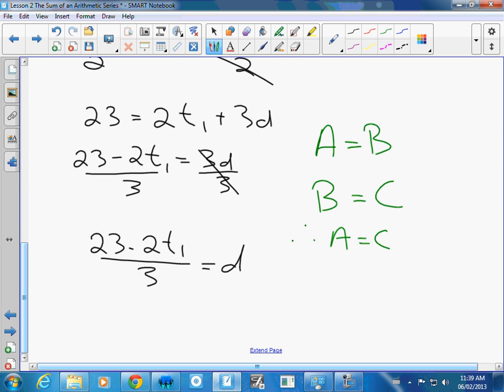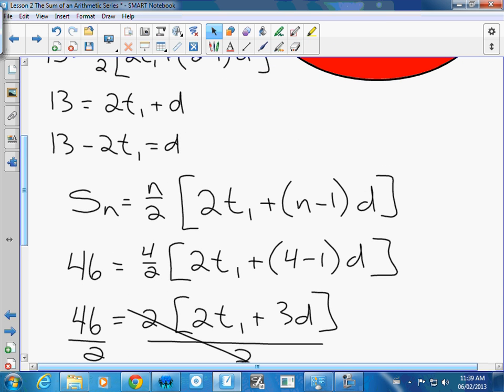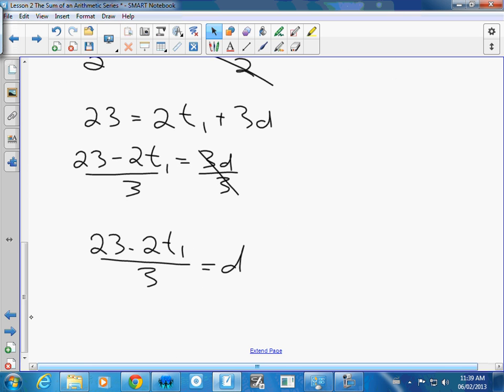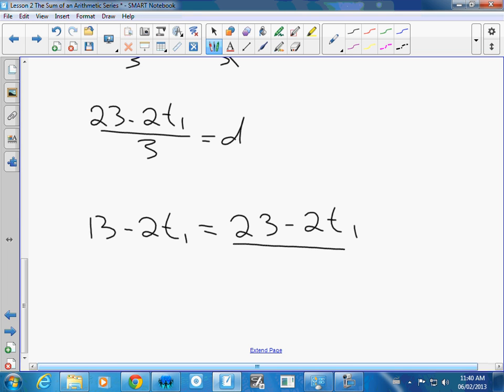Apply that same concept to what we just did. If the first one equals D, and the second one equals D, what can you say about those two equations? They equal each other, don't they? They have to, mathematically. Okay, so let's write that out. So the first equation was, where is it here? 13 minus 2t1. And what does it equal? 23 minus 2t1 over top of 3.